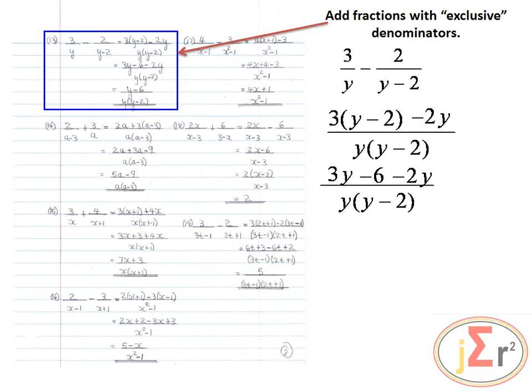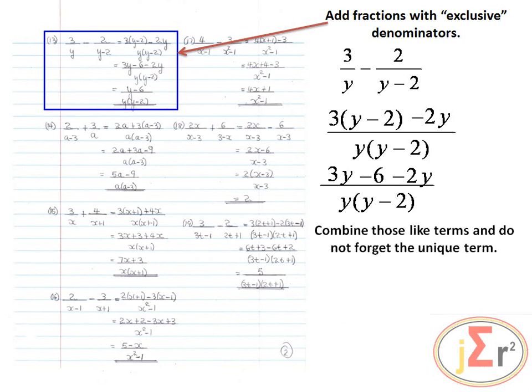What do we do next? Combine those like terms and do not forget the unique term. So combine those like terms. Those are the like terms, the ones that are in y, those that are highlighted with those green rectangles. Those are the like terms, and we will combine them. How do we combine like terms? We combine like terms by adding their coefficients. And what are the coefficients? The coefficient here is 3, and the coefficient here is 2.